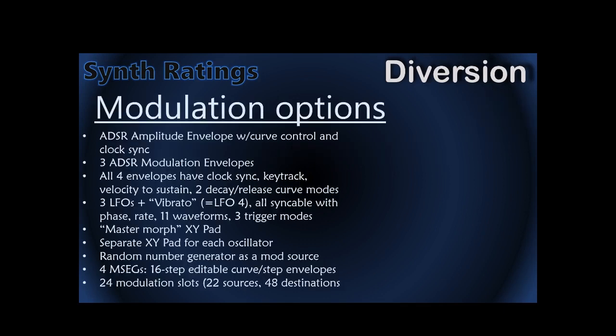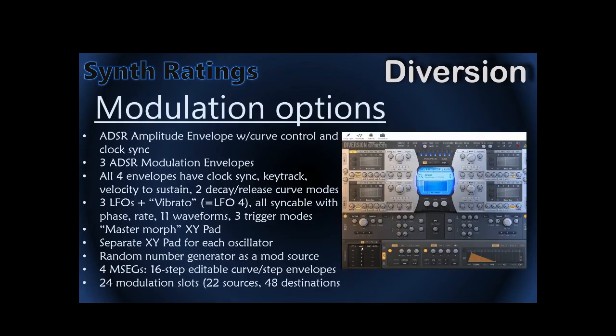Modulation options. Diversion has a fair bit of controls that you can use to manipulate the sound. First of all, there's the amplitude envelope, which is a standard ADSR, but it has curve control and also a nice clock sync. There are 3 more ADSR envelopes as well that can be freely routed, and they have the same controls as the amplitude envelope, which are clock sync, key track, velocity to sustain, and 2 decay release curve modes.